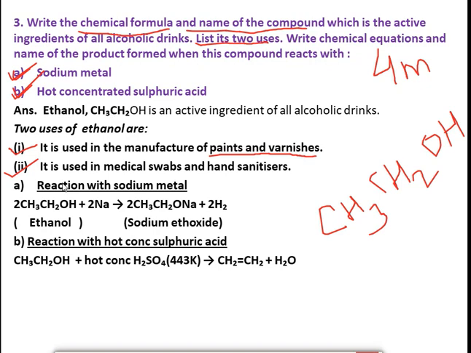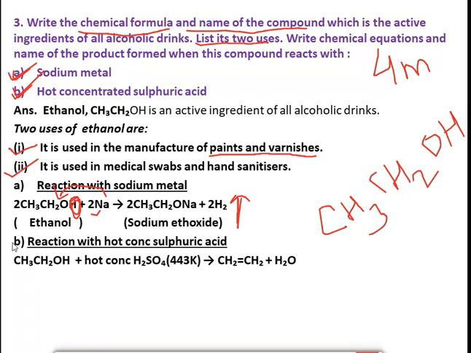Next, we will write the reaction of ethanol with sodium metal. So this is the formula of ethanol, CH3CH2OH. It will react with sodium, Na. What will happen there? This hydrogen will be replaced by sodium. So you will get a compound called sodium ethoxide, CH3CH2ONa, and hydrogen gas will be liberated in the reaction. So whenever alcohol reacts with a metal like sodium, hydrogen gas is liberated and sodium ethoxide is formed.